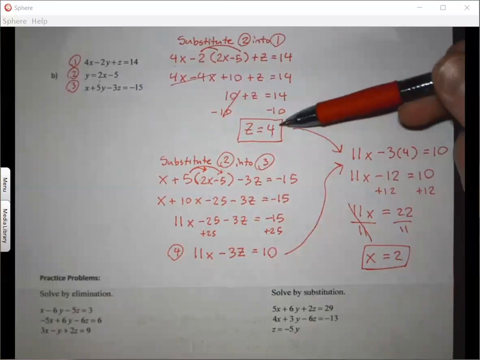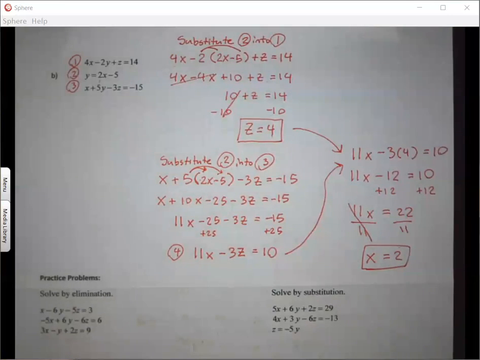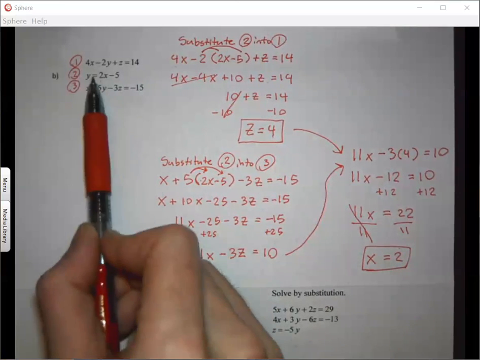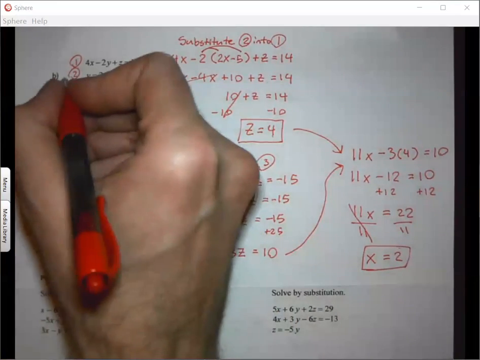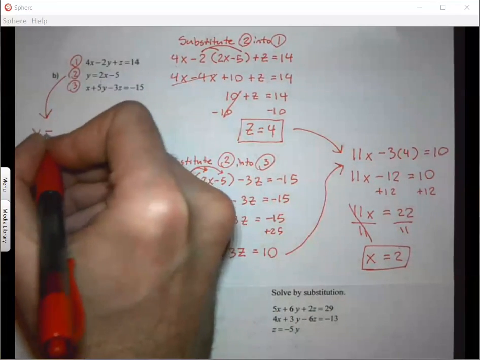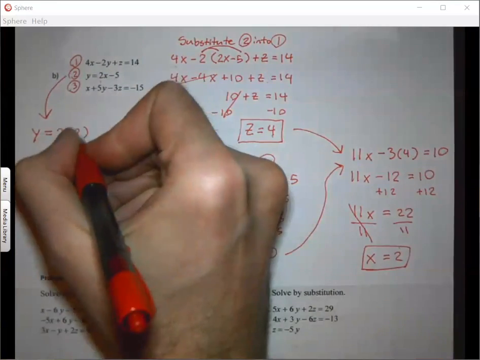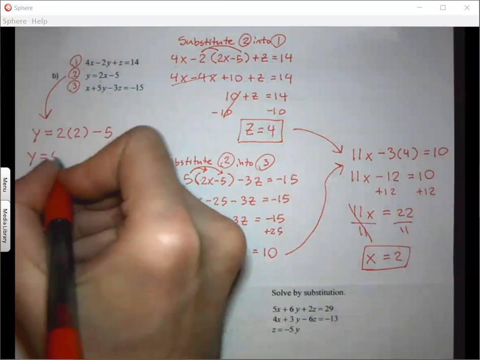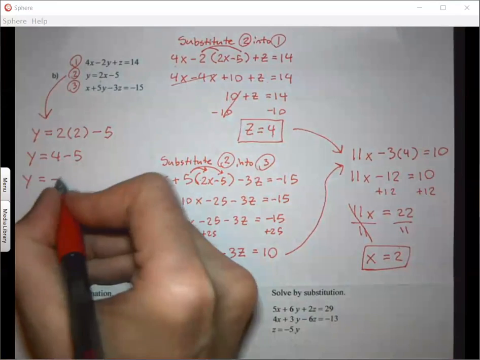Now that we have z and x, we can take those and put them back into any one of the originals to find y. You can choose any. I noticed that if I put x into number 2, I can get y really fast. So using number 2, y is equal to 2 times x, which is 2, minus 5. 2 times 2 is 4. 4 minus 5 is -1.